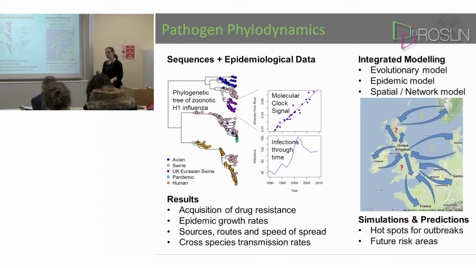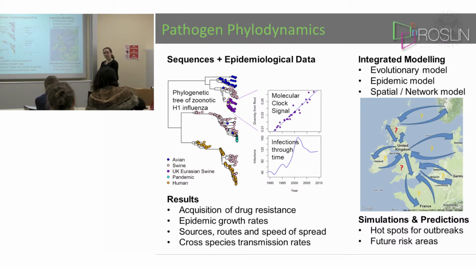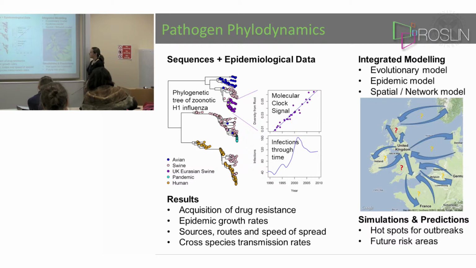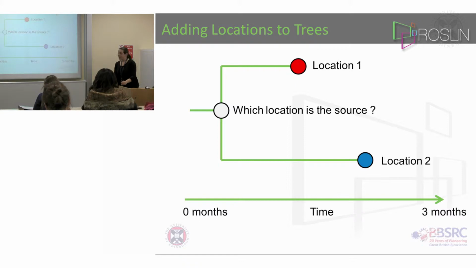But you can do more than that, because if you integrate your evolutionary model with your epidemic model, and also with a kind of spatial network model, you can do things like calculate the sources, routes, and speed of spread of an epidemic. You can also calculate the rate of acquisition of drug resistance, and cross-species transmission rates. So I will show you how you do this. And I'm going to start by talking about locations on trees.